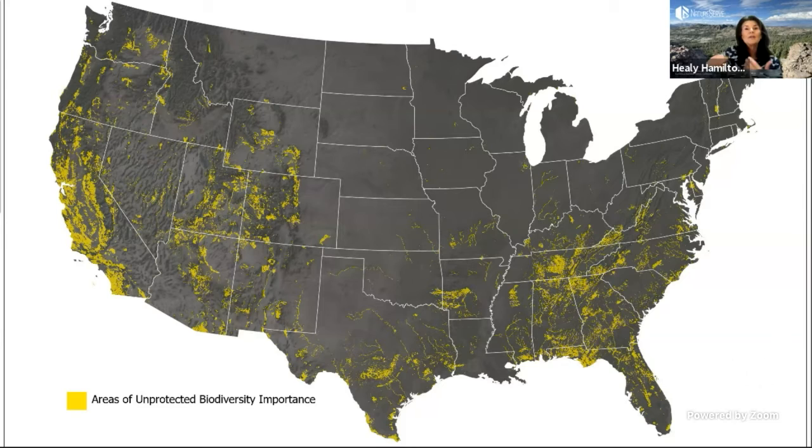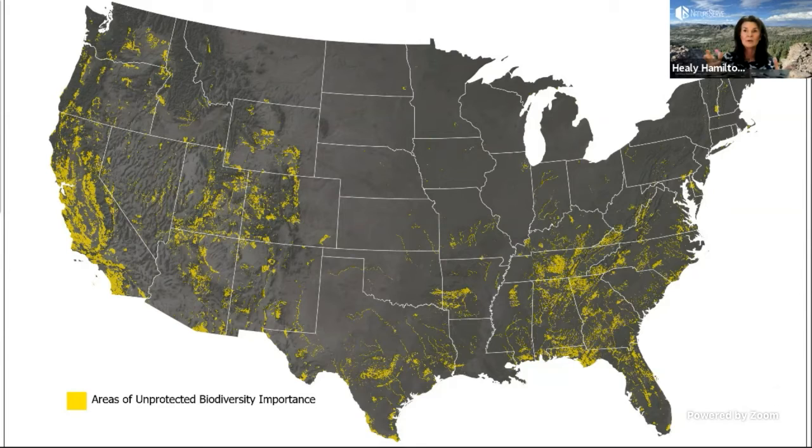So the MOBI analyses have allowed us to define a new unit of conservation, which we call areas of unprotected biodiversity importance, or ABIs, that are shown here in yellow. These are places with high probability of suitable habitat for imperiled species that have narrow geographic ranges that fall outside of our current protected area estate. Most of these areas represent habitat for more than one imperiled species, with an average of 5 co-occurring at any one of these yellow areas.